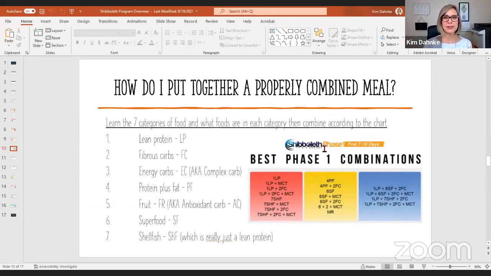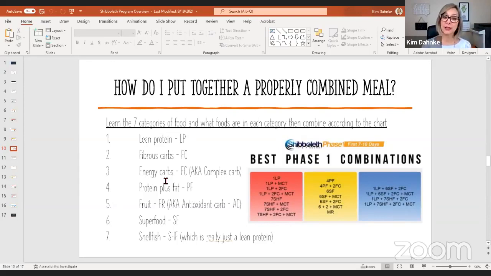So the 7 categories of food are listed here by number, 1 through 7, and it's got its long name, lean protein, and then it's got an abbreviation, LP. Obviously, the abbreviation is necessary because when you're making a chart, it's easier to put abbreviations on a chart than a long name. So we're going to go over that in just a second too. But number 1 is a lean protein, or LP. Category 2 is a fibrous carb, FC. Category 3 is an energy carb, or EC.